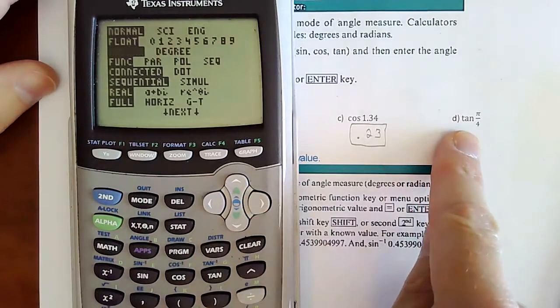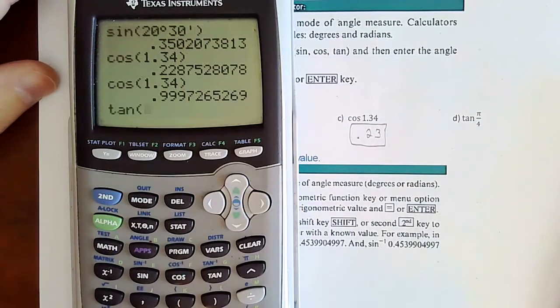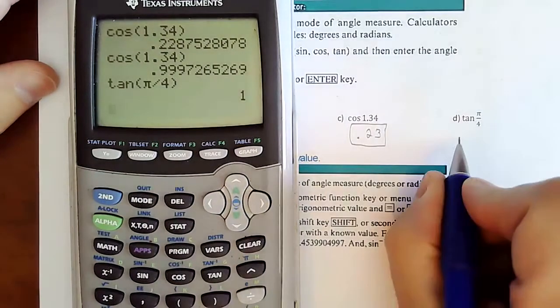And then on this one, we want to make sure it's in radians. So we'll get out of there, and we'll do tangent of pi divided by 4. And that'll get us a 1.